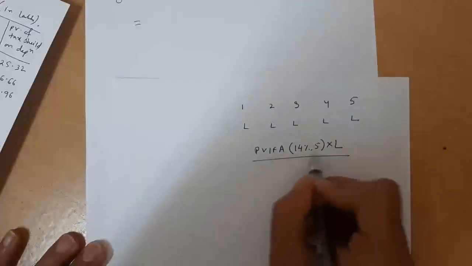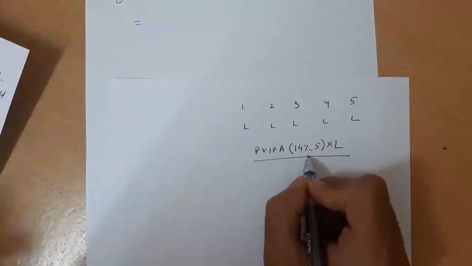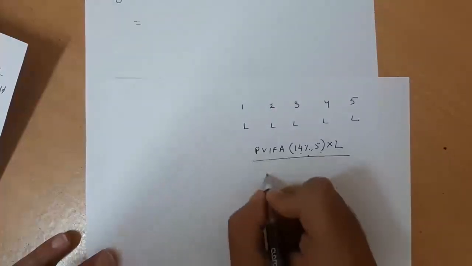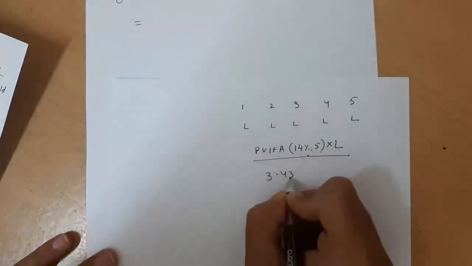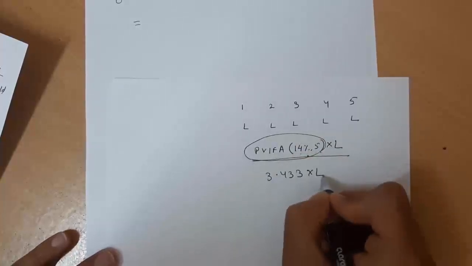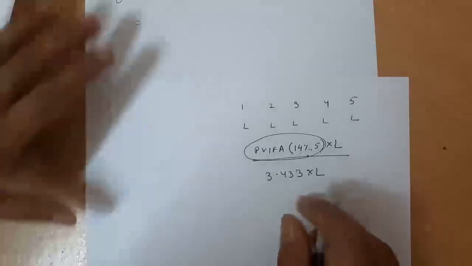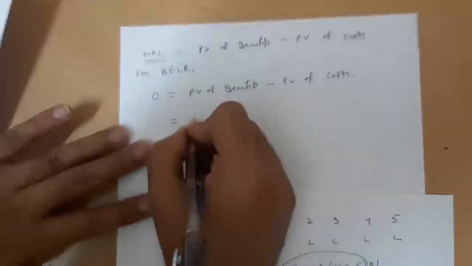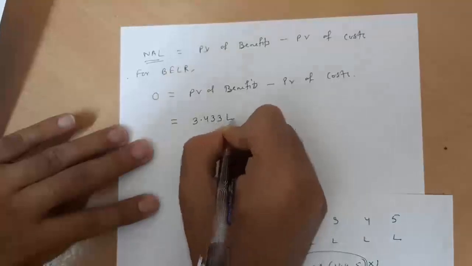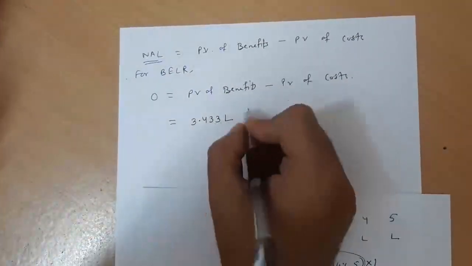Now what is this PVIFA 14% 5 year? Okay, you go through the annuity table. In the annuity table you can find this 14% 5 year figure. It will be 3.433. Okay, this figure is 3.433. So 3.433 into L is the present value of the lease rental. So I am putting it here, 3.433 L. Okay, that is our first benefit.